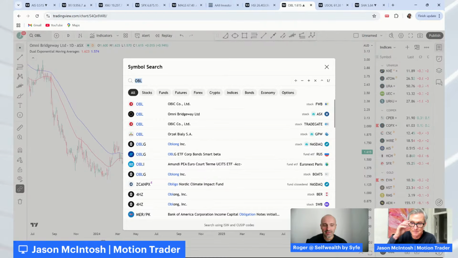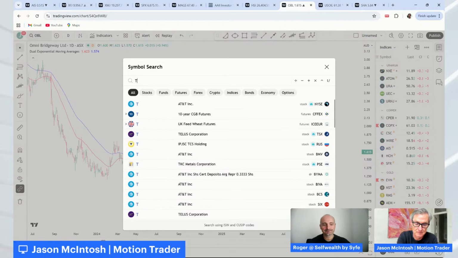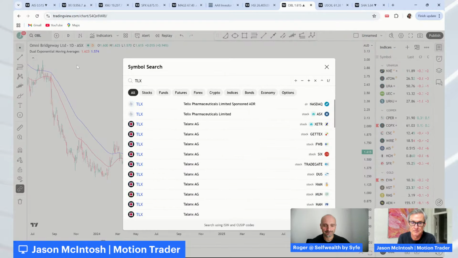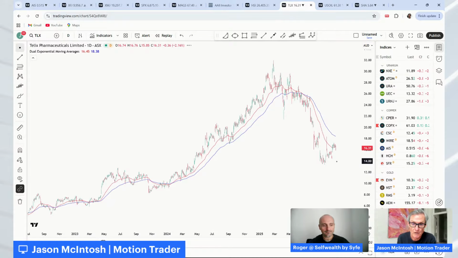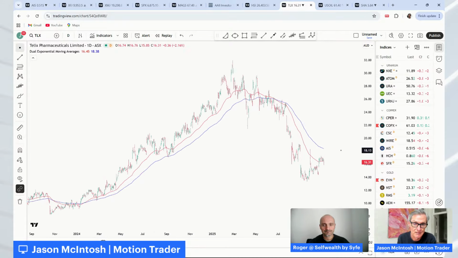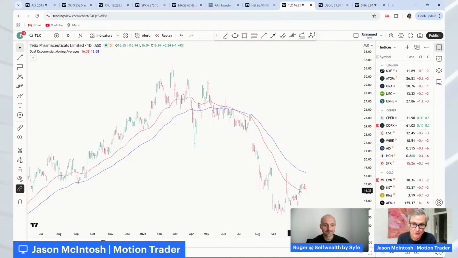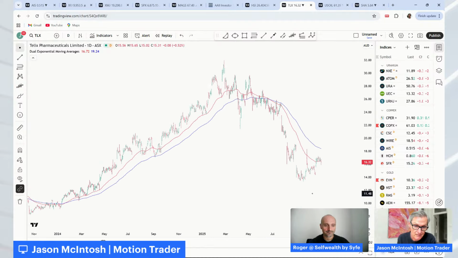Let's have a look at TLX, please. Downtrend still in play. I'd leave this one alone. Yes, we've rallied back to the 50-day moving average, but is it going to be sell the rally and prices go down and make a new low, or is this actually a turning phase? I'd just be watching it for now.